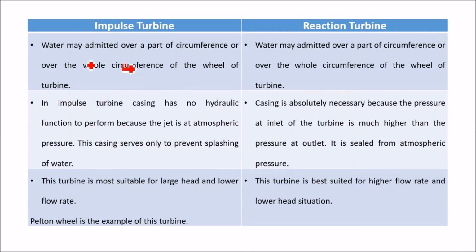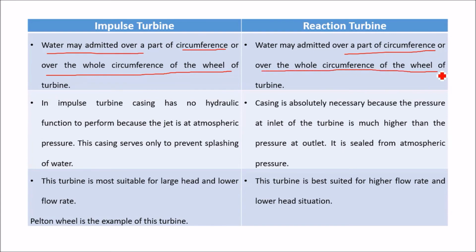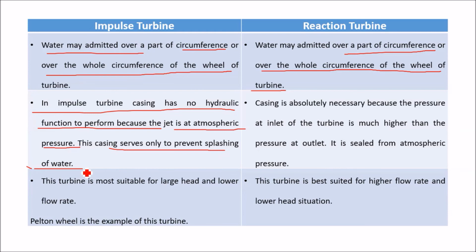In the impulse turbine, water may be admitted over only part of the circumference of the wheel, while in the reaction turbine it is admitted over the whole circumference of the wheel. In the impulse turbine, the casing has no hydraulic function to perform because the jet is at atmospheric pressure. The casing only prevents splashing of water. But in the reaction turbine, the casing is necessary because the pressure at the inlet of the turbine is much higher than the pressure at the outlet, so it must be sealed.